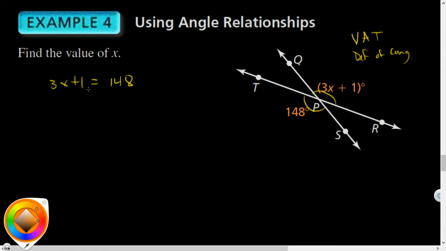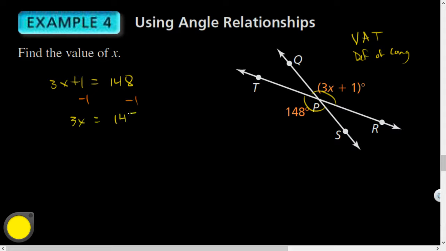And now we get to solve using our old school skills of algebra. 3x equals 147. Divide by 3. Feels like 49, I think. X equals 49, I believe. I think so.